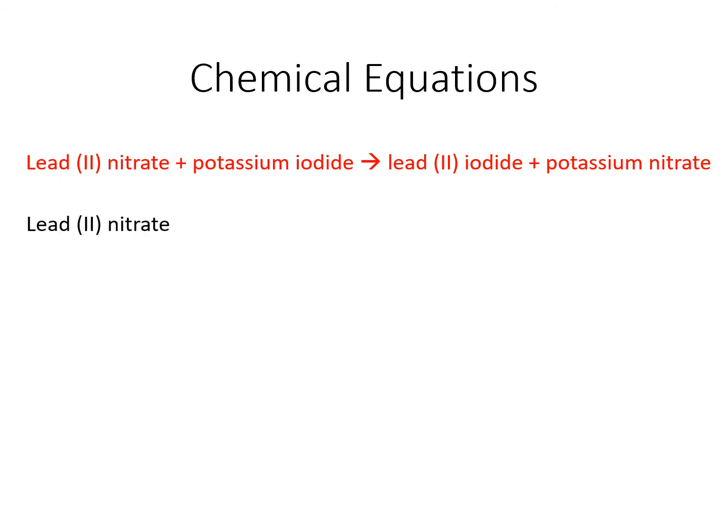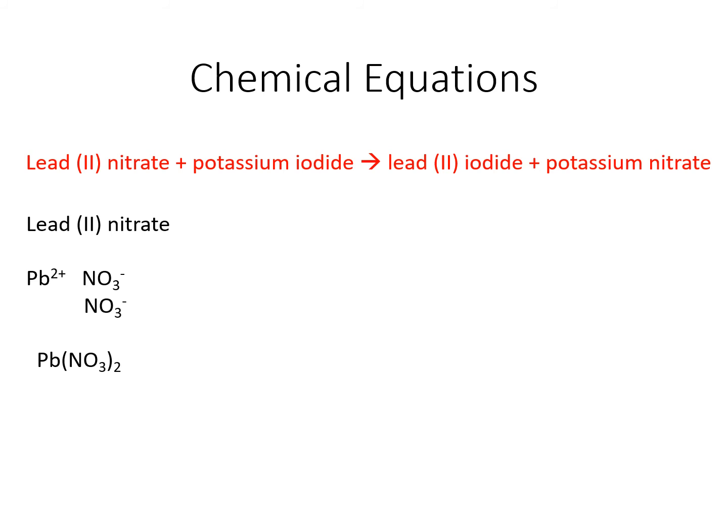With our lead 2 nitrate, we need to use the balancing charges method because it's ionic. We have lead, which is 2+ charge. The nitrate is NO3 negative. Remember, you can just look in the back of your data book to work out what nitrate's formula is. We need 2 of them. Therefore, we need to put that in brackets. So we've now got the formula for lead nitrate.